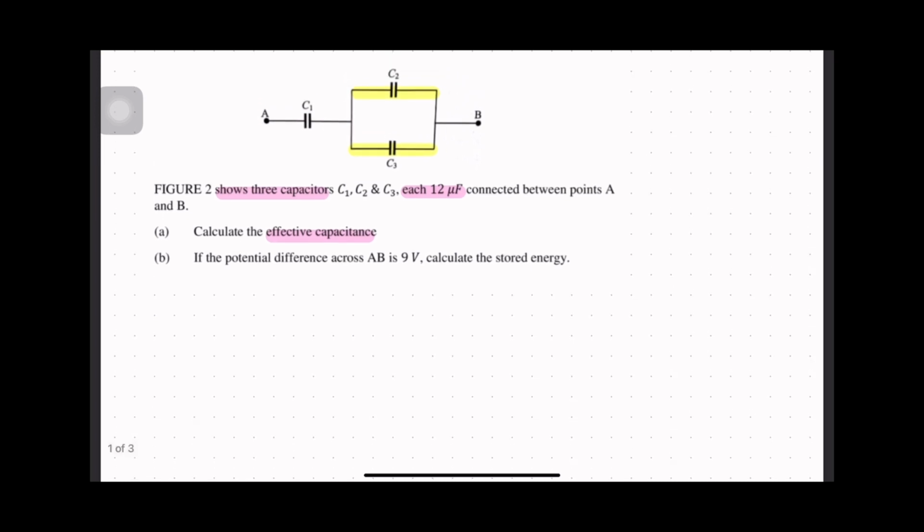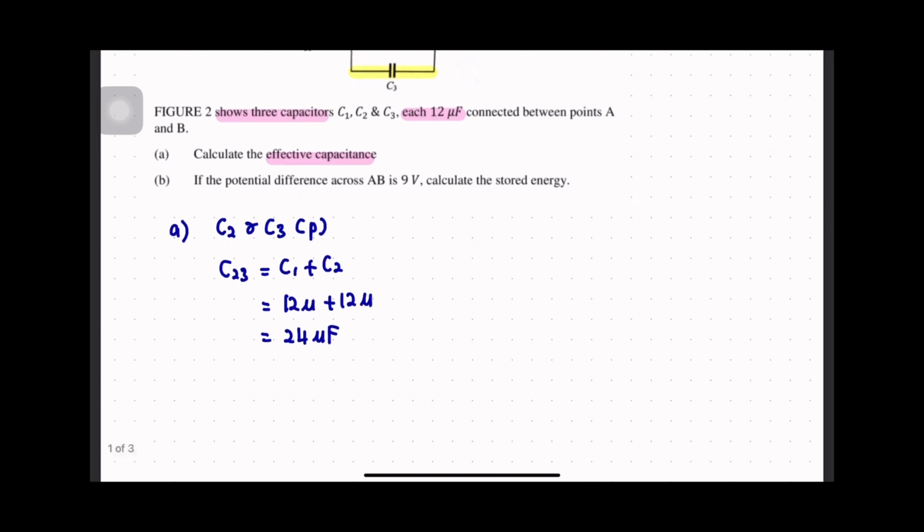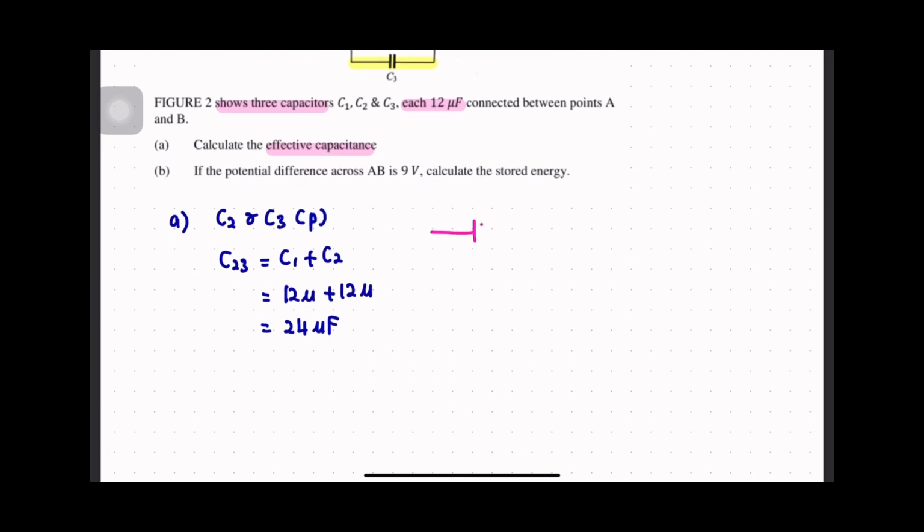So kita selesaikan C2 and C3 dulu. Okay, so for A, C2 and C3 adalah parallel. So parallel means C23 is equal to C2 plus C3. So that means 12 micro plus 12 micro, so we get 24 microfarad for C23, whereas the connection between this will be like this. This is point A, this is point B, this is C1, this is C23.